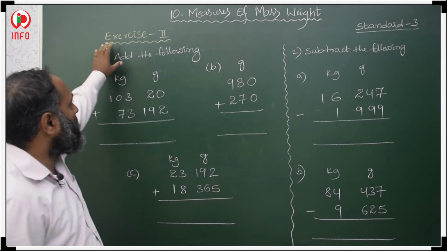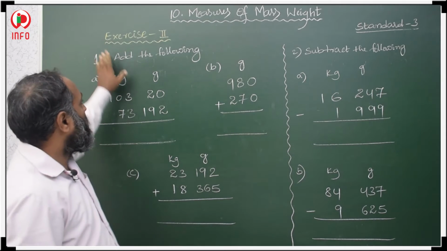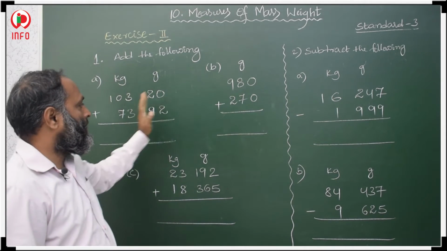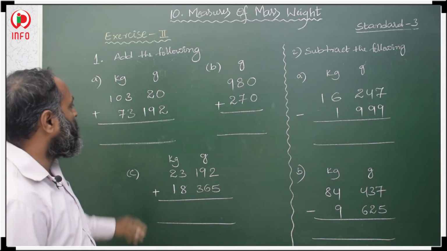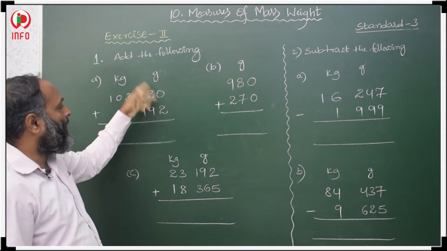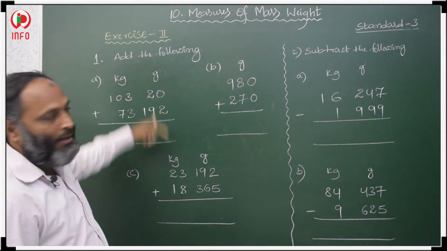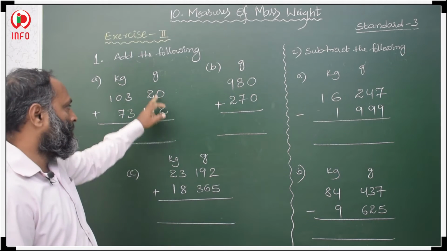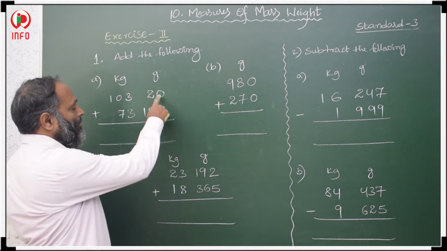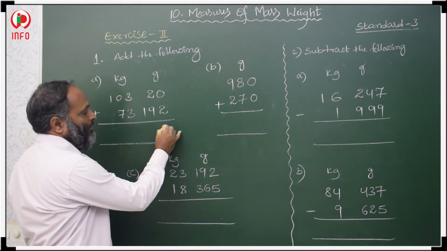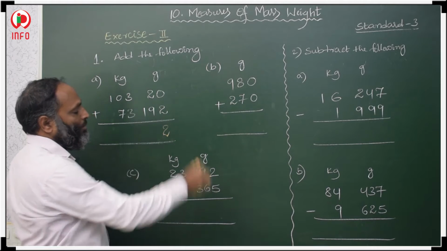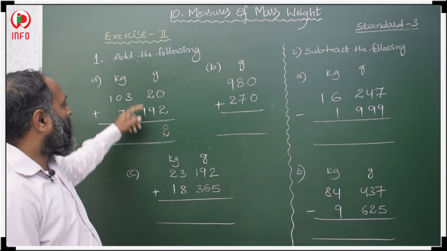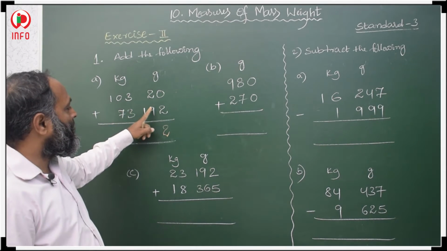Now next, in exercise second, add the following. These are three addition questions. See here, first how to add. First we have to add the grams places, the extreme right digit, that is 0 plus 2. 0 plus any number is the number itself, so 2. 0 plus 2 is 2 only, and the next digits 9 and 2.